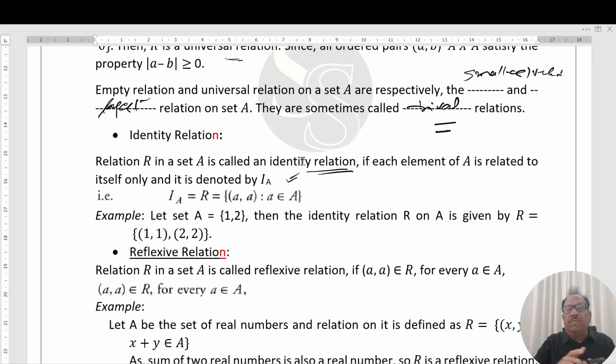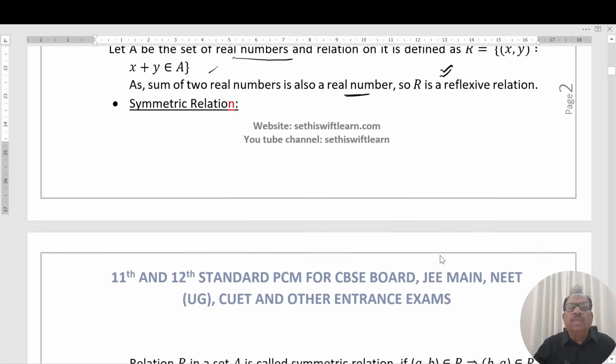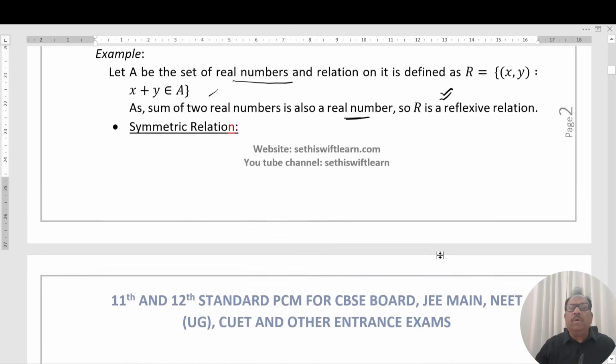Then reflexive. Reflexive means aRa. A relation R in a set A is called a reflexive relation if (a, a) belongs to R for every a, right? Example: let A be the set of real numbers, and the relation defined by R equal to x plus y belongs to A, as the sum of two real numbers is also a real number. So R is reflexive, right? Sum of two numbers is a real number, so the answer is reflexive. Symmetric, what will happen in symmetric?